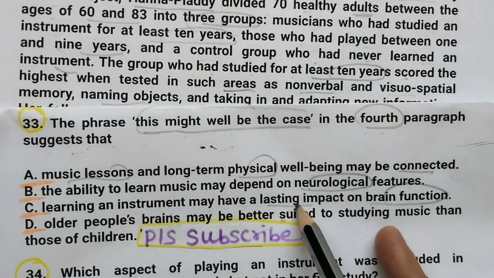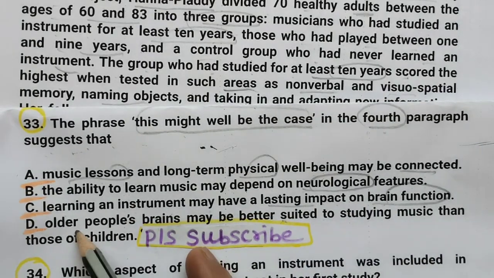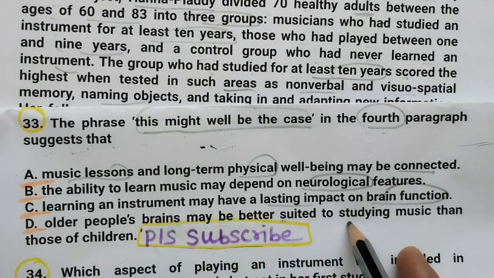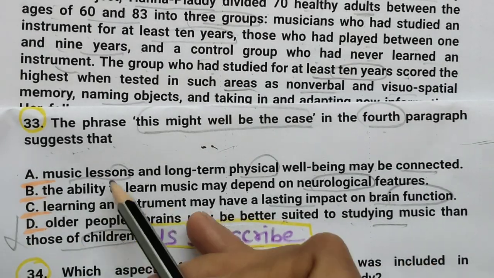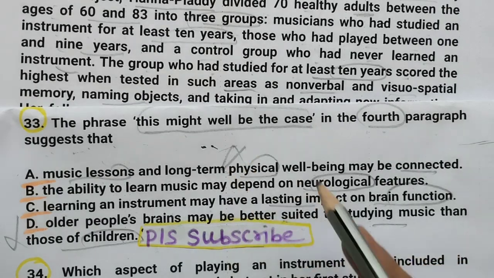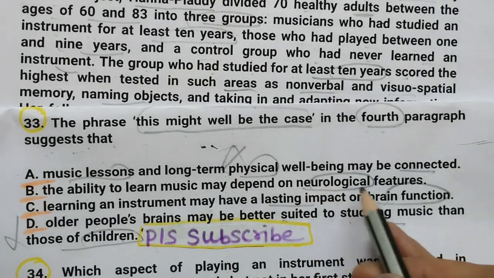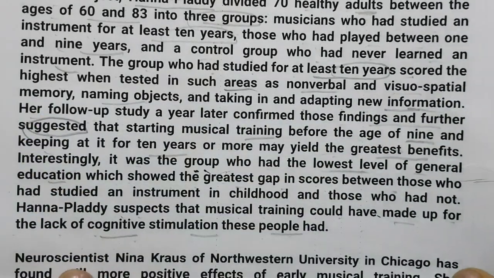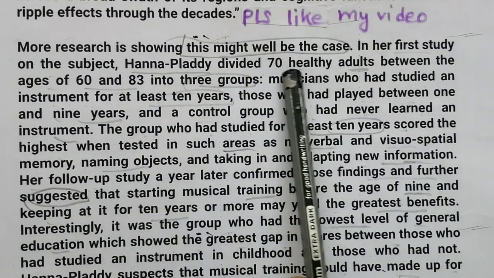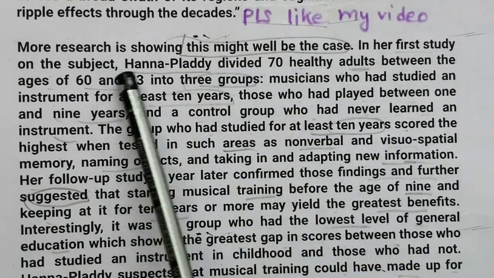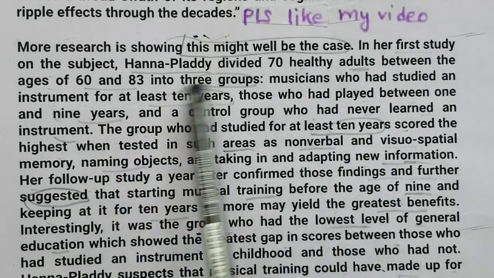May have a lasting impact on brain function. Older people's brain may be better suited to studying music, but this comparison is also not given. This long-term physical is also not given. The neurological features are also not actually given properly. Might first have studied adults who had studied.